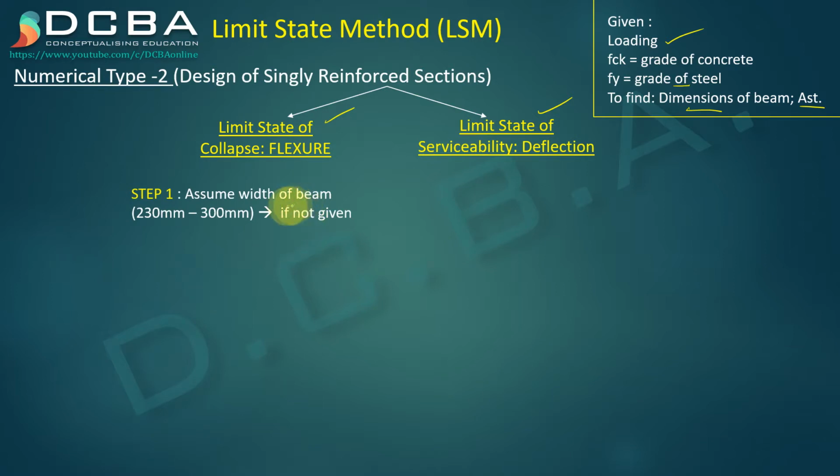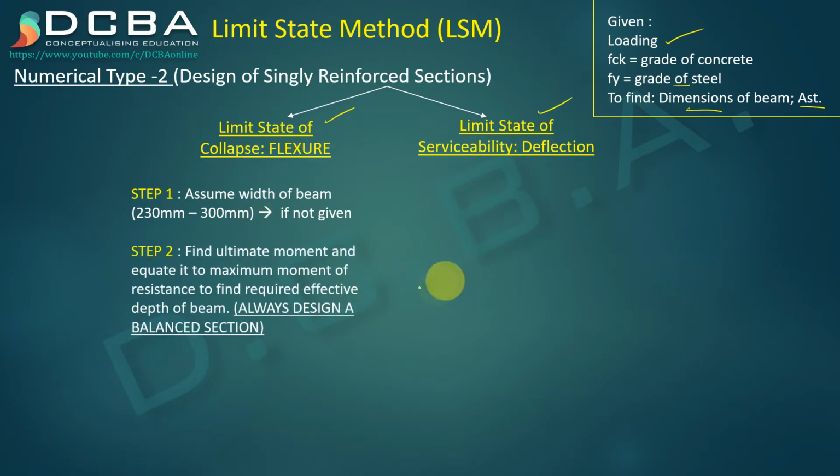Step 1 is assume width of beam. If it is not given, assume it in between 230 to 300 mm, because that is generally the width adopted for beams. It's not that only this, you can have more also, but this is a general range of width. Step 2 in limit state of collapse is find ultimate moment and equate it to maximum moment of resistance to find the required effective depth of beam.